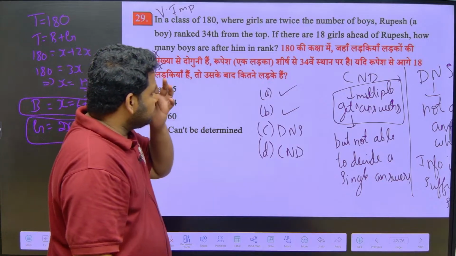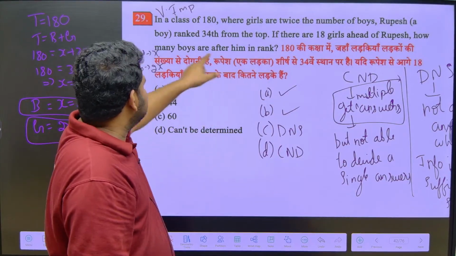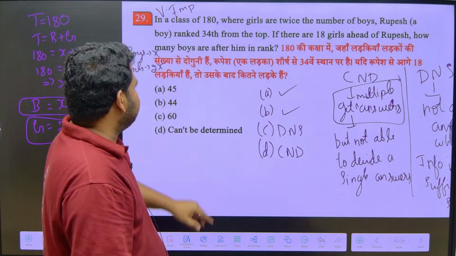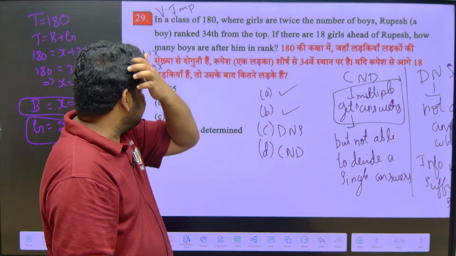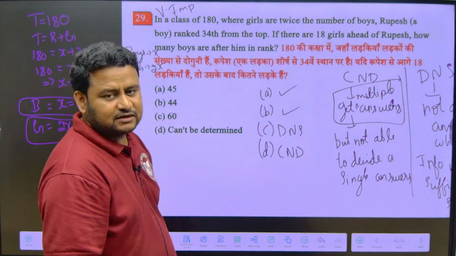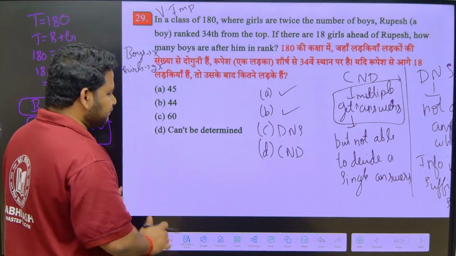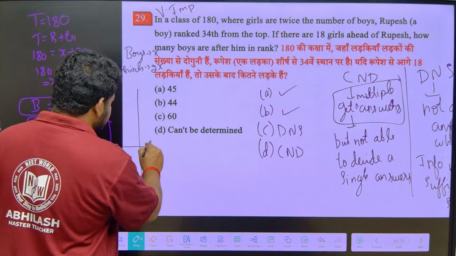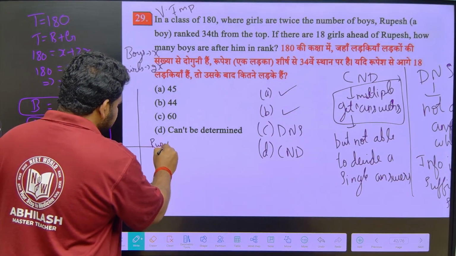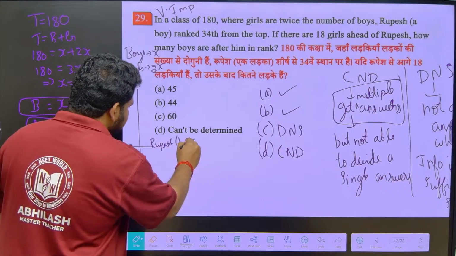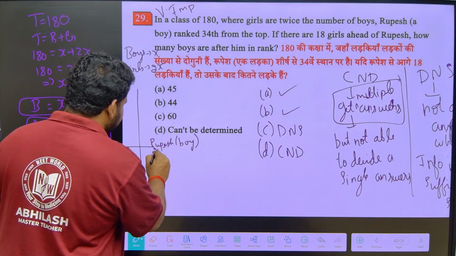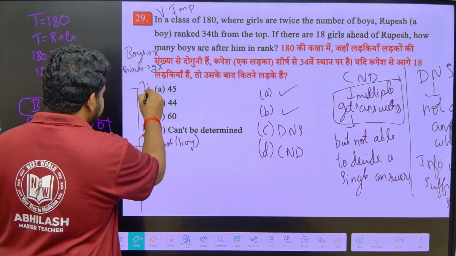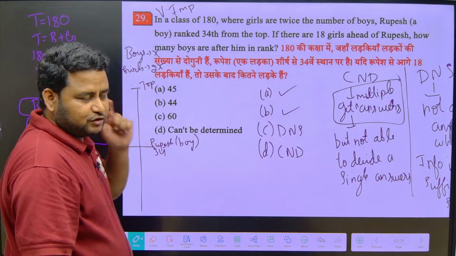Now Rupesh, they are telling Rupesh is a boy, ranked 34th from the top. Instead of taking left and right, let us take from the top. Let me draw the figure here. This is Rupesh, a boy, ranked 34th from the top. Rupesh is 34th from the top.